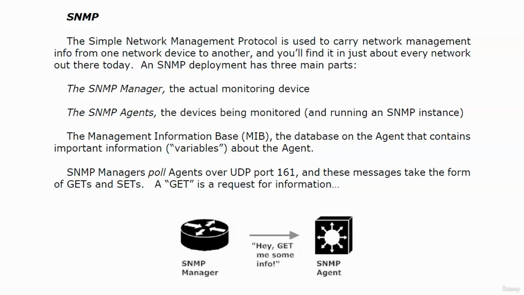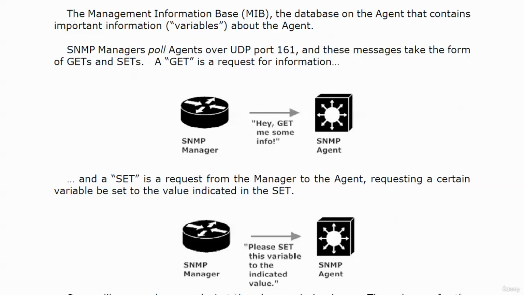Now, SNMP managers poll agents over UDP 161, and these messages can take the form of gets and sets. I've seen some confusing explanations of these over the years, so this is about as straightforward as it gets. A get is a request for information, and I've always remembered it like, hey, get me some information. It's a get, tell me something. Then you have a set, which is where the manager says, I would like you to please set this variable to the value I have indicated here. So, a get is a little ruder than a set, but these are the two main forms of communication between manager and agent.